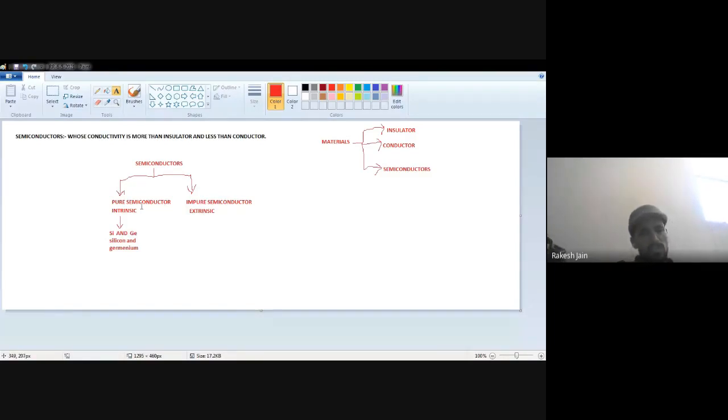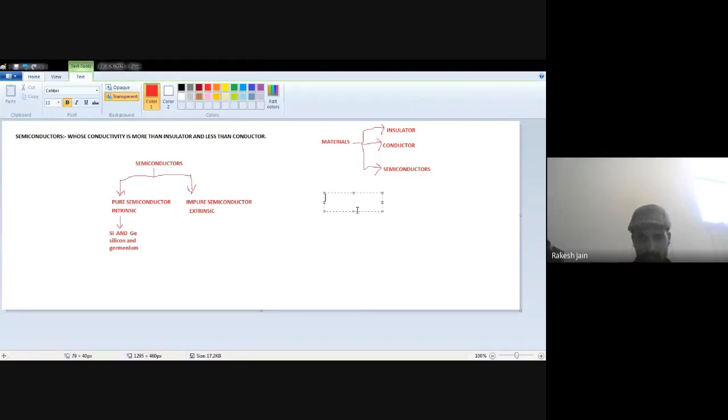Why do we generally use silicon and germanium? Because they are tetravalent. It means the outermost orbit consists of 4 electrons, which is a necessary criterion for semiconductor materials. Silicon's atomic number is 14 and germanium's atomic number is 32. In case of orbitals, we can classify them like this. Silicon comes in the periodic table at number 14.